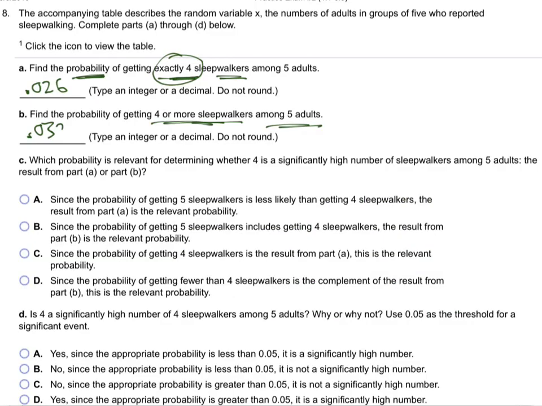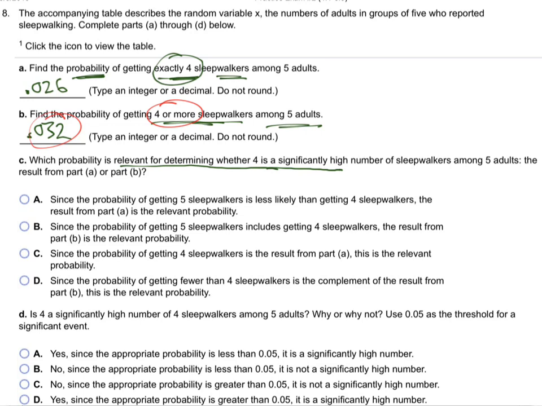0.032. Okay, question C. Which probability is relevant for determining whether 4 is a significantly high number? Well, whenever you want significantly high, you want 4 or more. You're not saying 4 exactly. You want 4 or more. 0.032, that one.